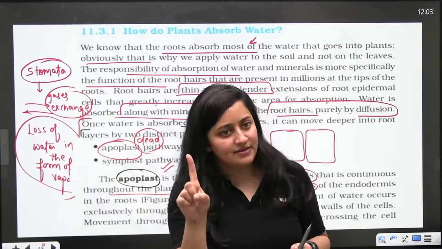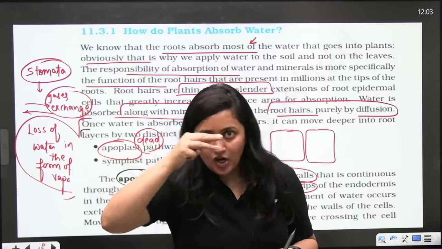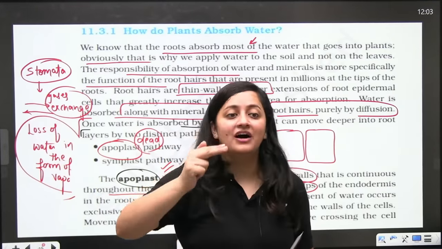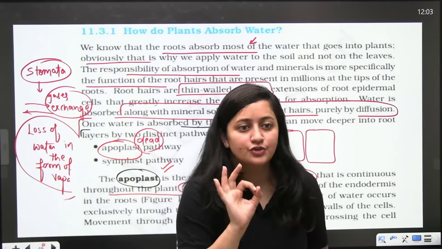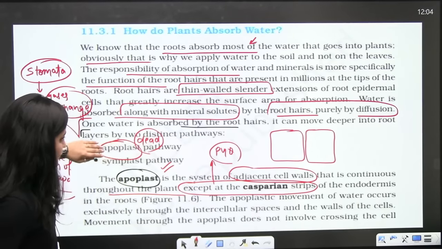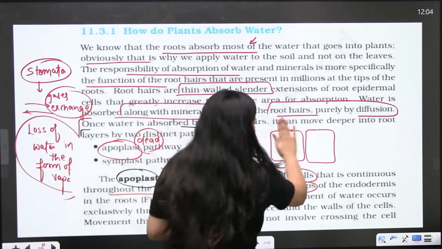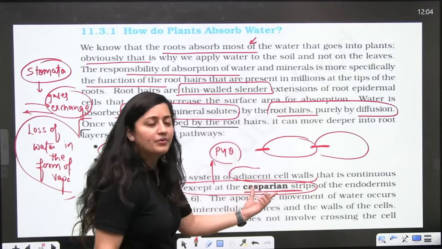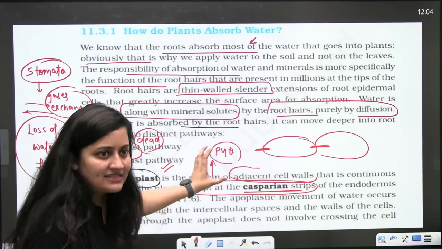In both apoplast and symplast, water movement is simply along the concentration gradient, that is, diffusion is followed. But the apoplast is faster in comparison to the symplast. Water will move majorly by apoplast. Only one exception is there, that is Casparian strips. In the endodermis of the root, Casparian strips are present, which are water impermeable. They will not allow water movement by apoplast. At that time, symplast will be followed.